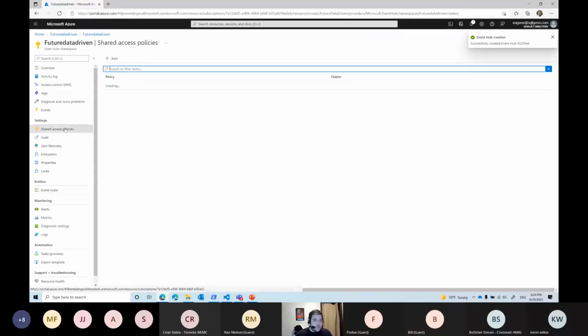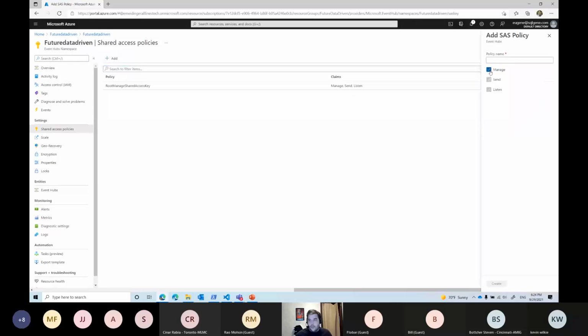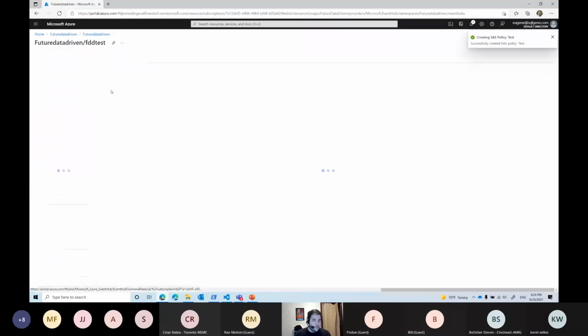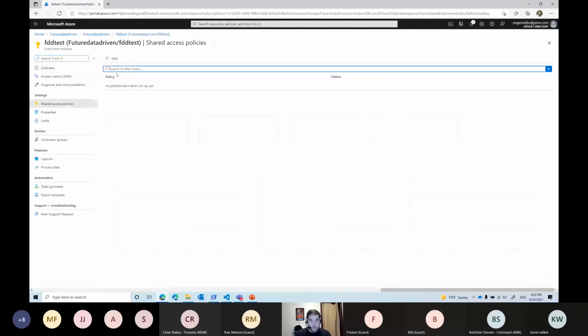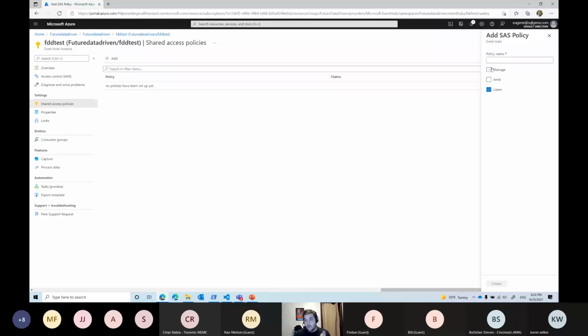We can have shared access policies, both at the namespace level, so we get access to all the event hubs within that namespace, or we can go to our event hub and we can manage that there. So no policy has been set up. We can create one just for listening.